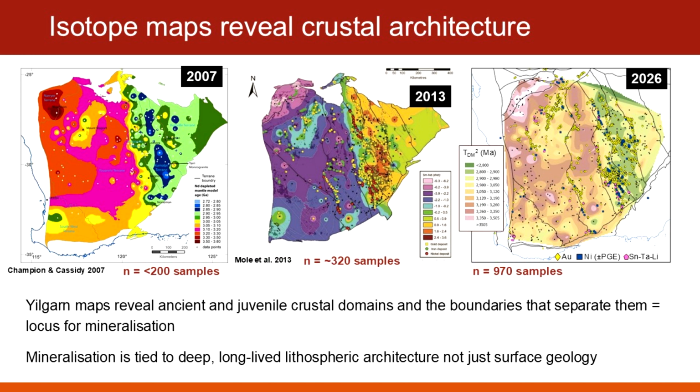So these maps of the Yilgarn help us reveal ancient and juvenile crustal domains. So we've got juvenile crustal domains here, which overlap nicely with mineralization, versus more ancient ones up in the Narryer, and also the boundaries that separate them.